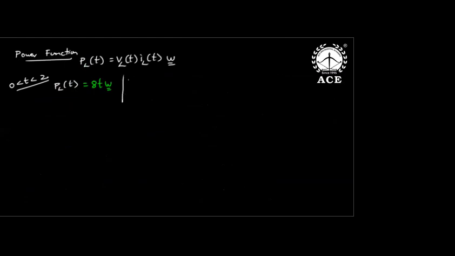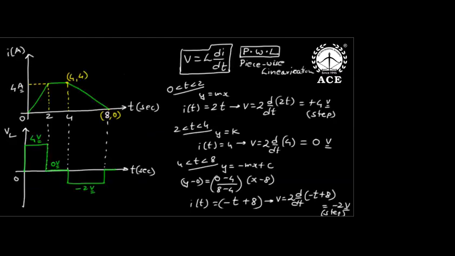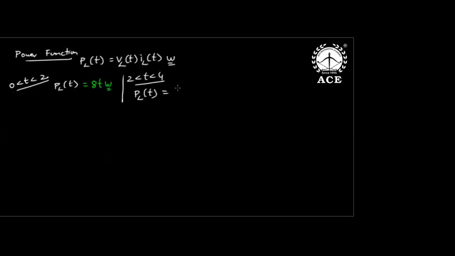Then from 2 seconds to 4 seconds, what is the voltage function? Voltage function is 0, current function is 4. 0 into 4 is 0. So power is 0 watts.